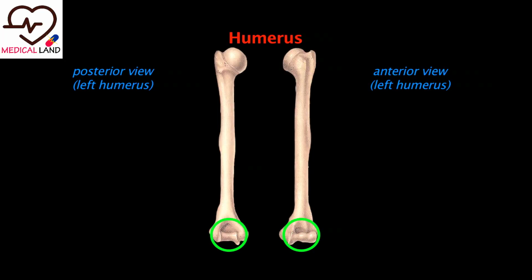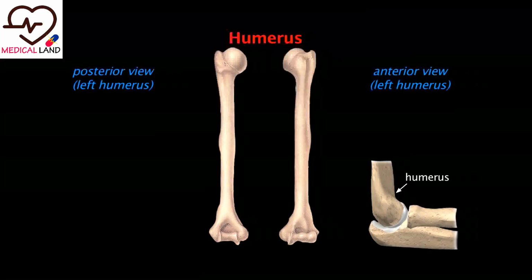Now, a condyle is a prominence that usually serves as a point of articulation, and in this case, the condyle of the humerus helps form the elbow joint. On the posterior surface, there's a large, obvious depression called the olecranon fossa. This allows for the full extension of the elbow.